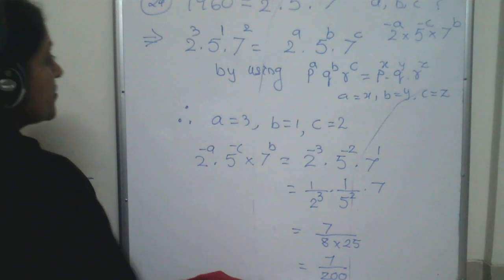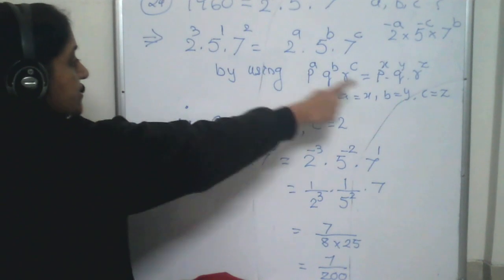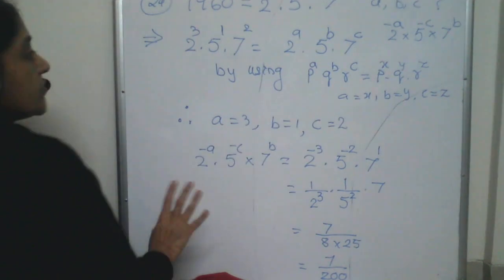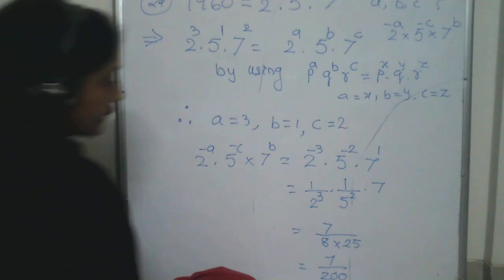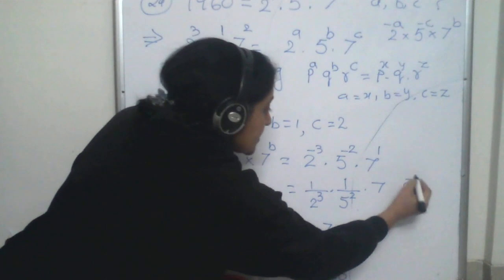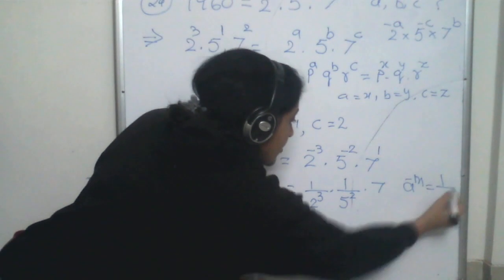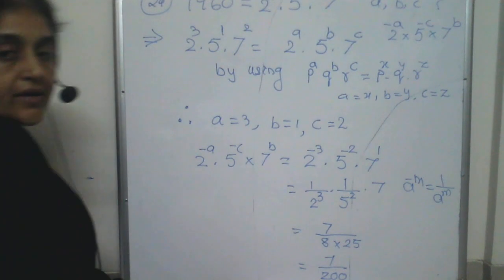So hope you have understood this. You have to write the reason. This is the reason when this is this. Now it is very important to do so. Okay, here again we have used another law: A to the power minus m is equal to 1 upon A to the power m. Okay, so thus it becomes 7 upon 200.